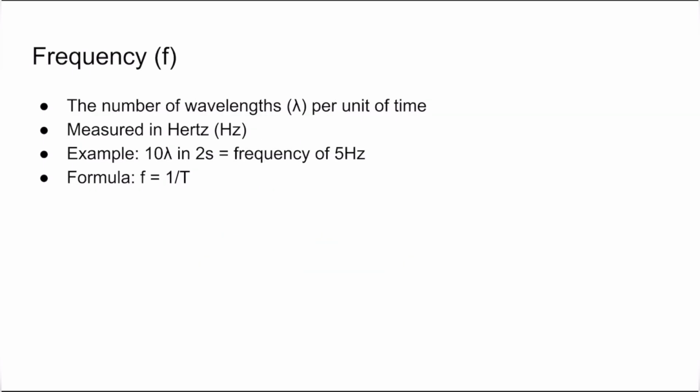Now, frequency is the number of wavelengths that pass per unit of time. So, like how many wavelengths pass in 1 second. This is measured in hertz, and the formula is frequency equals 1 over period. By the way, I'm going to talk about period in the next slide. But for example, if 10 wavelengths pass in 2 seconds, that means there is a frequency of 5 hertz because 5 wavelengths pass in 1 second.